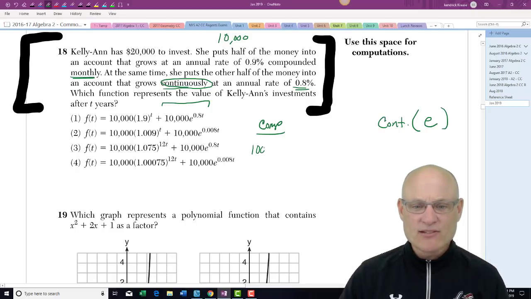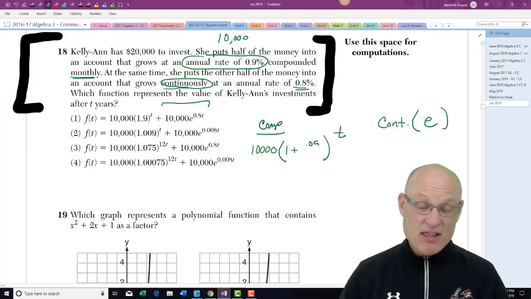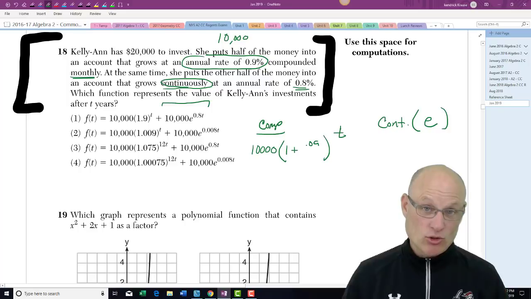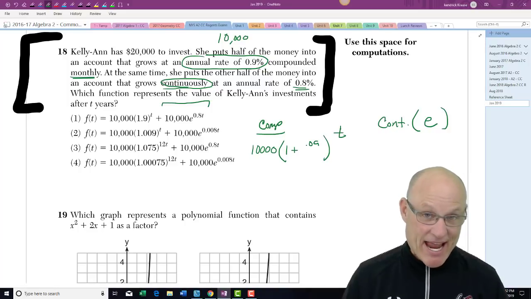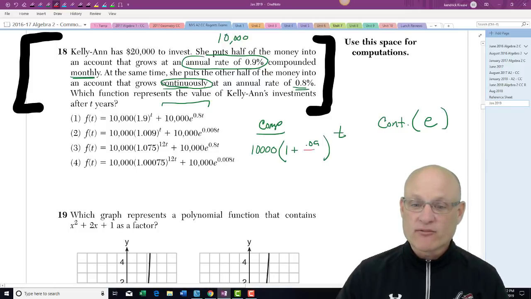You're going to start with $10,000. And we're going to increase by 8% annually. This is an annual interest rate of 0.08. So that's going to be 1 plus 0.09 to the t. Now, if I just did that, that would be an annual growth. This is not an annual growth. We have to convert this to monthly. So in order to convert it to monthly, I have to convert this to a monthly rate, divide by 12.